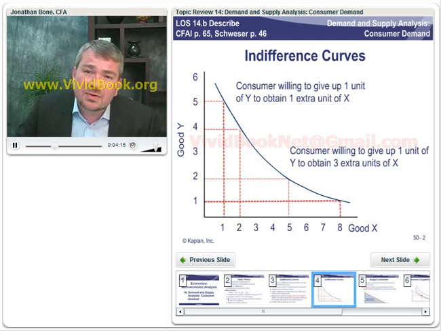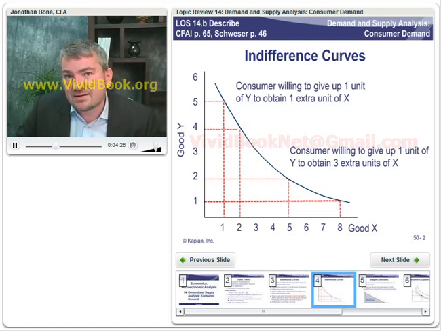So you can see that the MRS, the marginal rate of substitution, changes along the indifference curve. Notice at the second point, the consumer would be willing to give up 1 unit of Y to obtain a further 3 units of X. Or if you like, they would be willing to sacrifice 3 units of X to obtain 1 unit of Y.